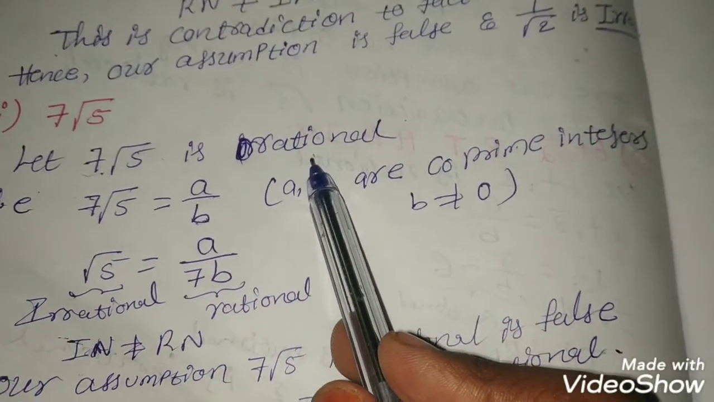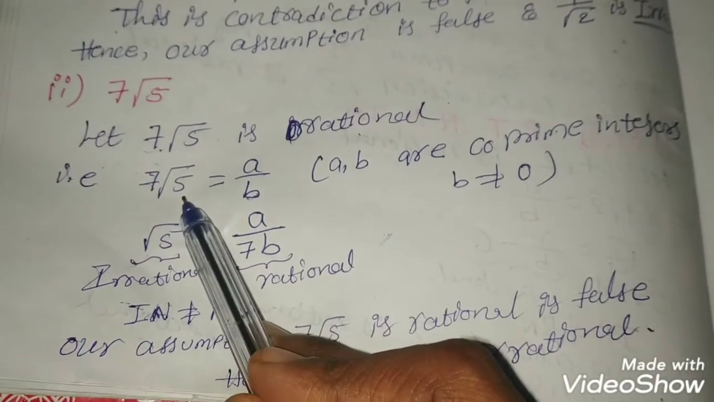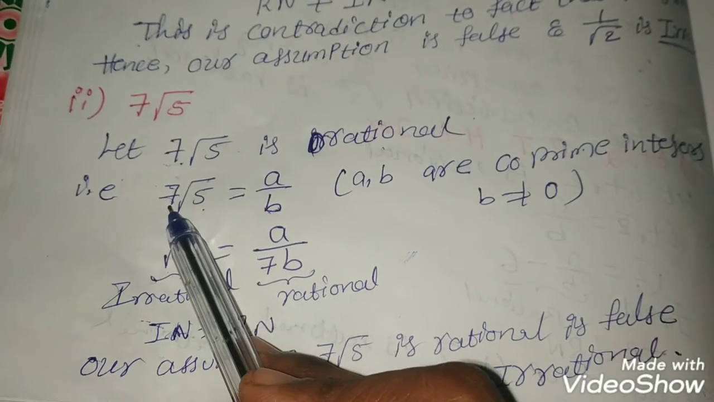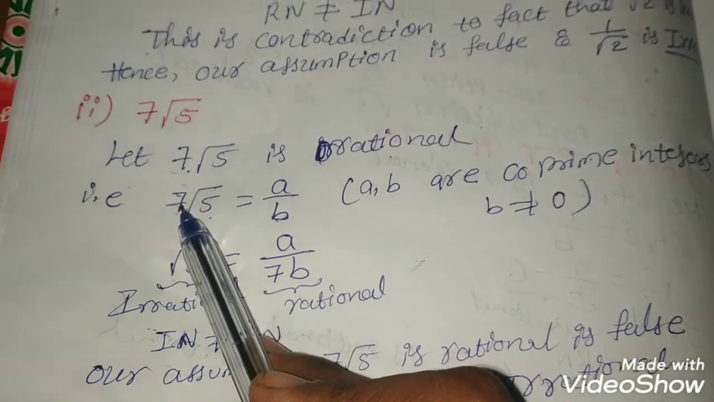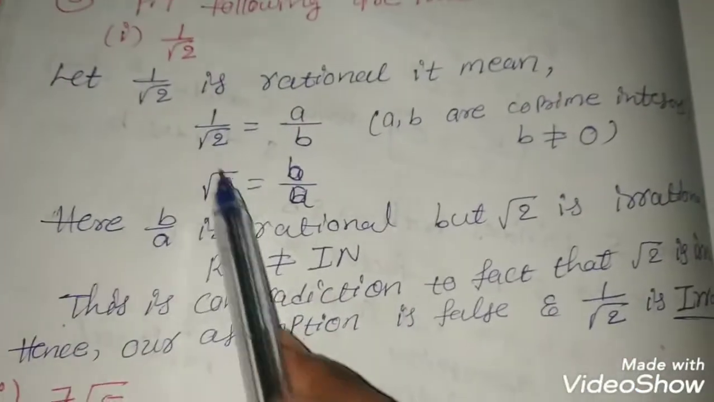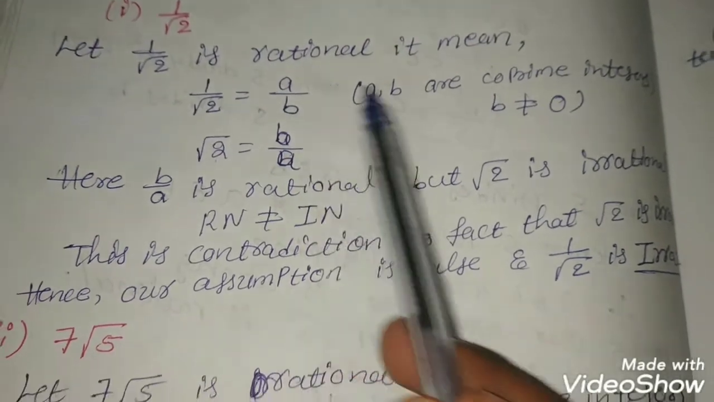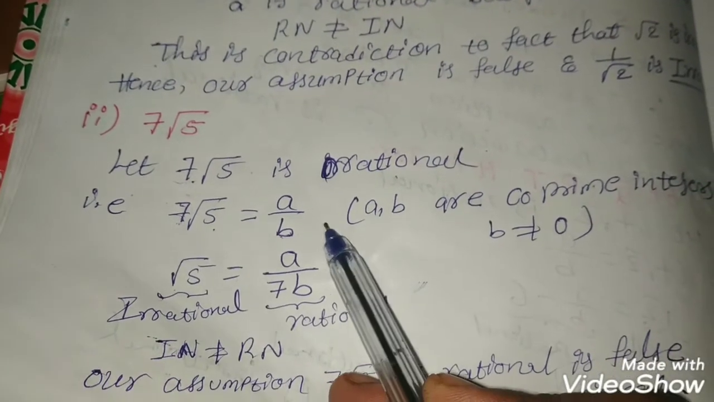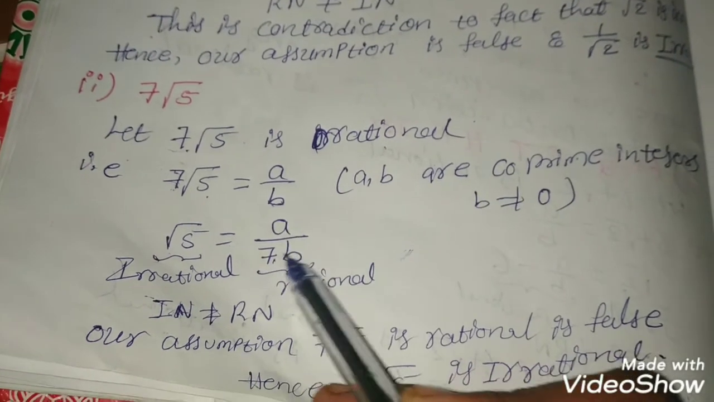Next, here in 7 root 5, 7 is a rational number and root 5 is an irrational number. We have to send the rational number to the right side, that is, we send 7 to the right side. What will we get? A reciprocal form, that is 1 by 7. Already I told you before: if 1 by root 2 is equal to a by b, then root 2 is equal to the reciprocal form, that is b by a. Here also it is like that. Root 5 is equal to a by b, and 7 goes to the right side, so it becomes 1 by 7. So we get a by 7b.